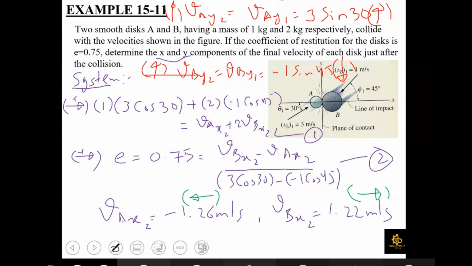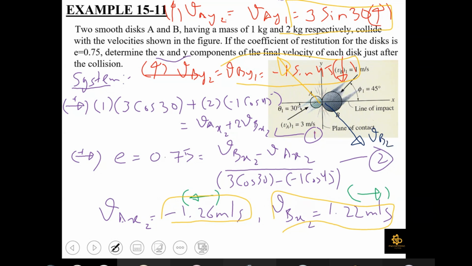So in which quadrant would VA2 lie? Any volunteer who can tell in which quadrant VA2, the velocity of particle A after collision, will lie? The second quadrant, because VAX2 came out negative and VAY2 came out positive. So negative, positive means VA2 will be here. Similarly, for particle B, X positive and Y negative means which quadrant? The fourth quadrant. It means particle B is going to have velocity VB2 in the fourth quadrant, whereas VA2 is going to be in the second quadrant. So these two particles will rebound and move in these directions.